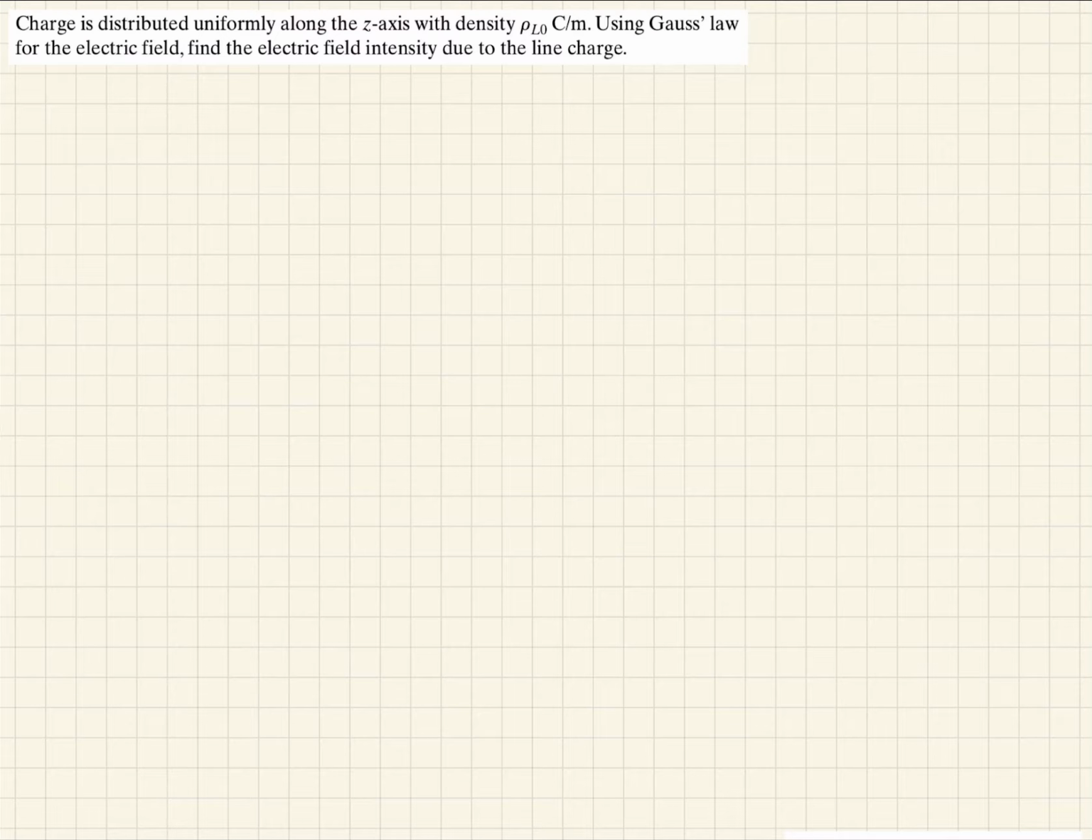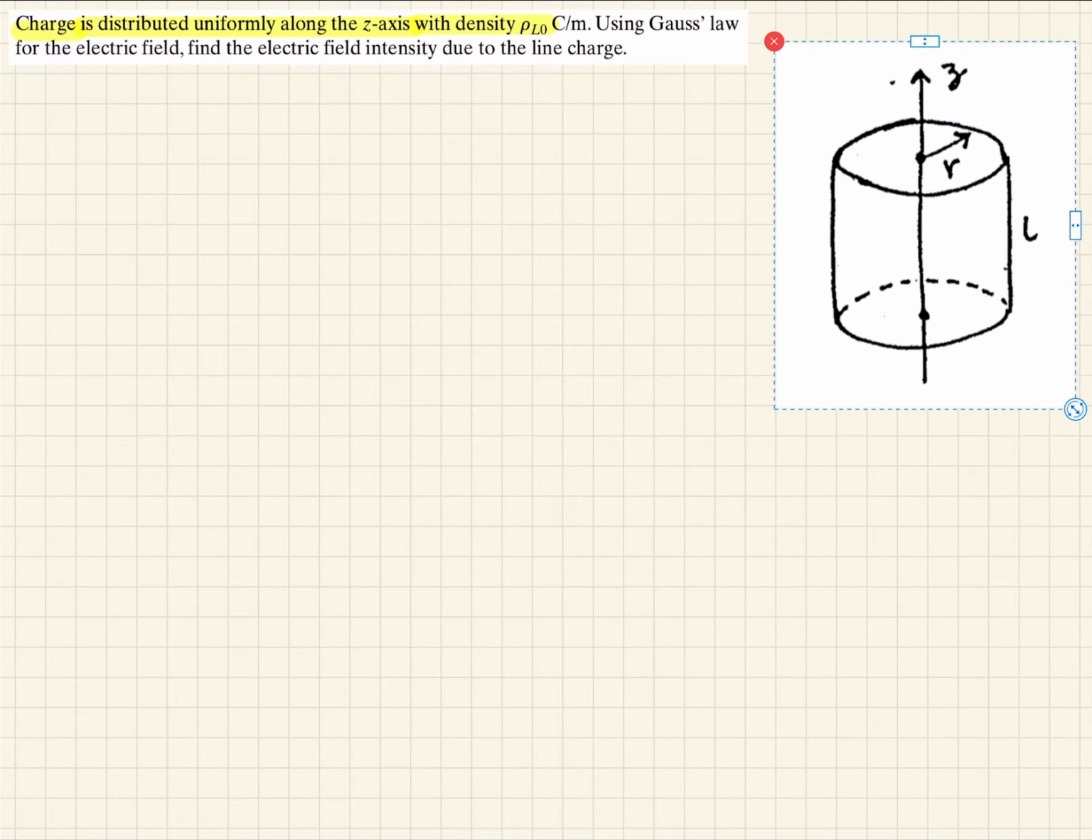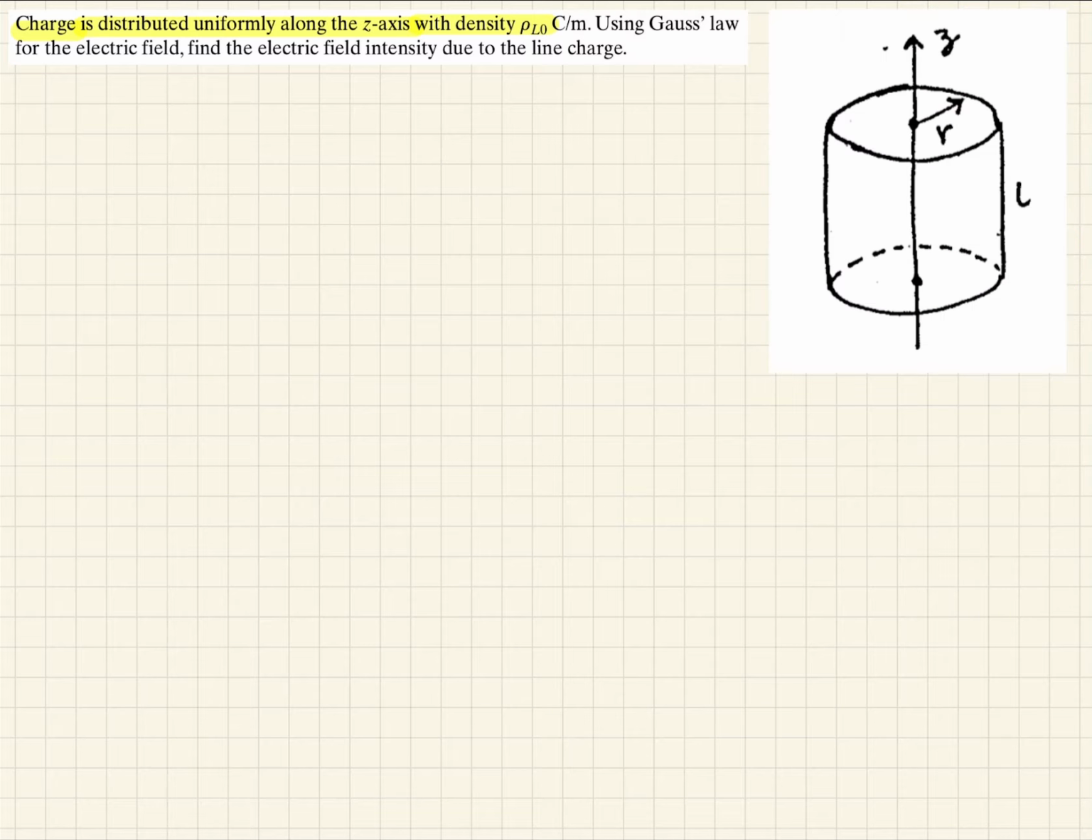So here's a really quick example, just showing how we apply Gauss's law for electric fields. In this exercise, we're told that we have a charge that is distributed uniformly along the z-axis, and it has a density of rho L0. So to visualize what this looks like, we're going to have this image here. That charge is going along the z-axis right here. So it's uniformly distributed along there.